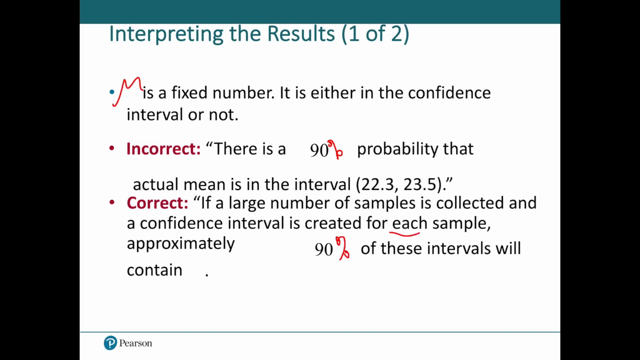The correct way to say it, though, is if a large number of samples is collected and a confidence interval is created for each sample, approximately 90% of these intervals will contain mu. So that's a better, clearer way to say it. So if I misspoke earlier, I apologize. But what I meant to say was a large number of samples are collected, and then 90% of those intervals will contain the true mu, which may or may not ever reveal itself.